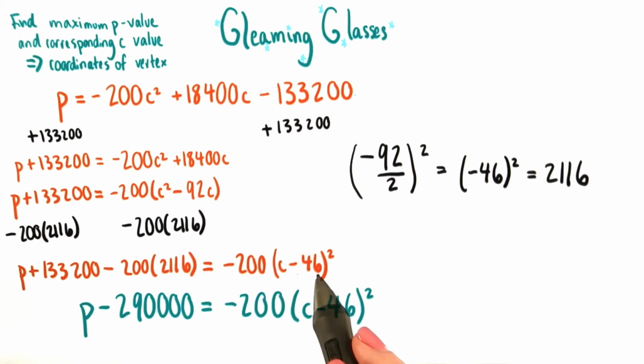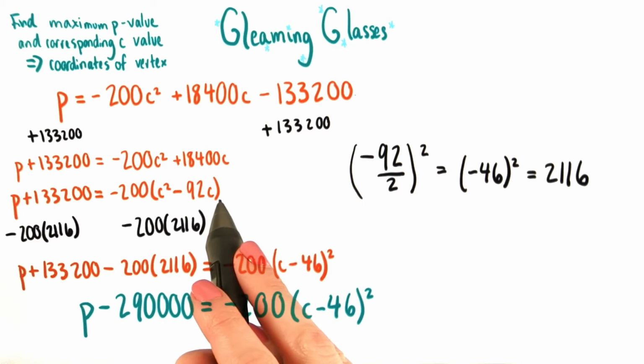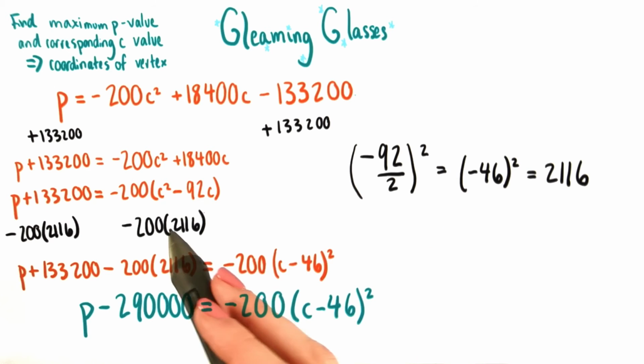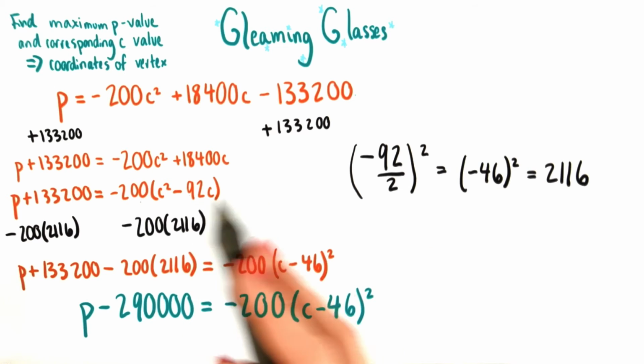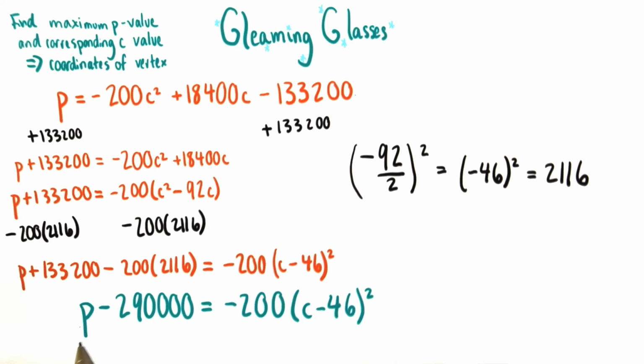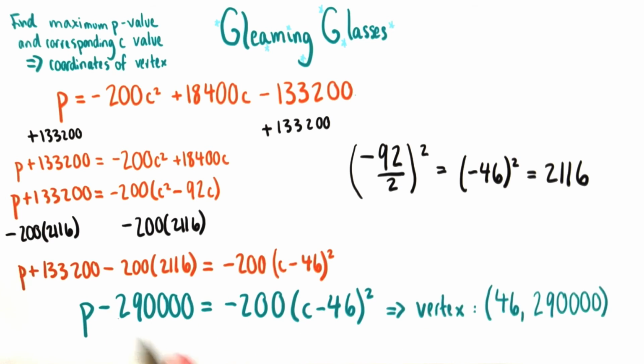The number that I'm adding to C, this negative 46 in this case, is just the coefficient of the C to the first term divided by 2, since that's the thing that we're squaring in order to come up with what we're adding to the end to make this a perfect square. So going through all these steps gives us our final equation of P minus 290,000 equals negative 200 times the quantity C minus 46 squared. From here, we can read straight off that our vertex must be at 46, 290,000.